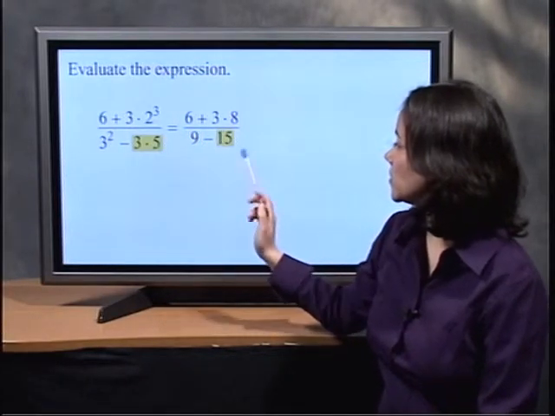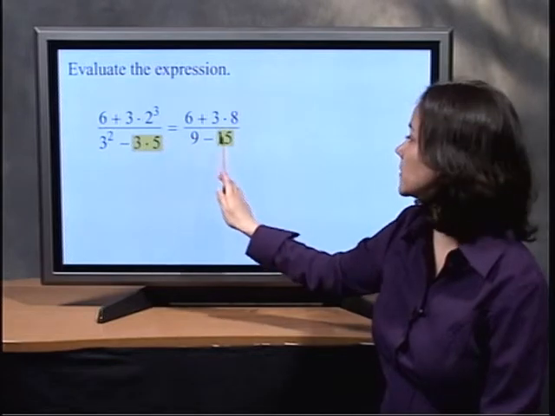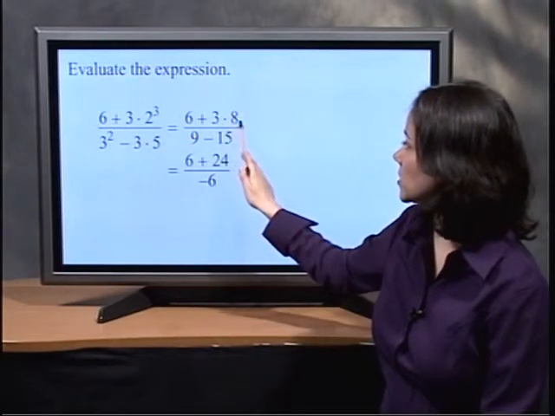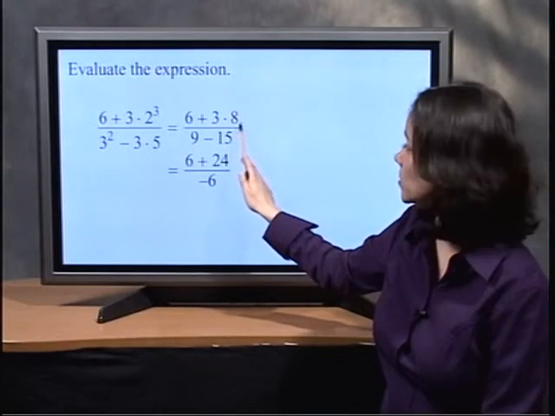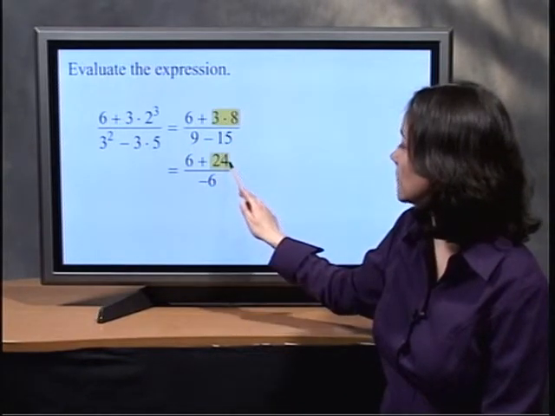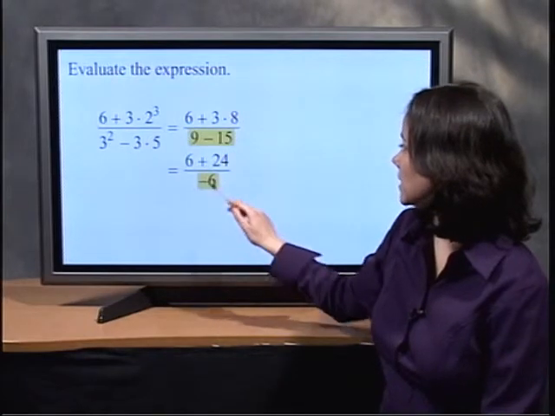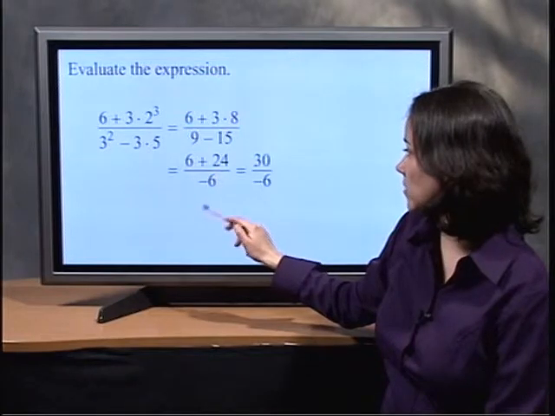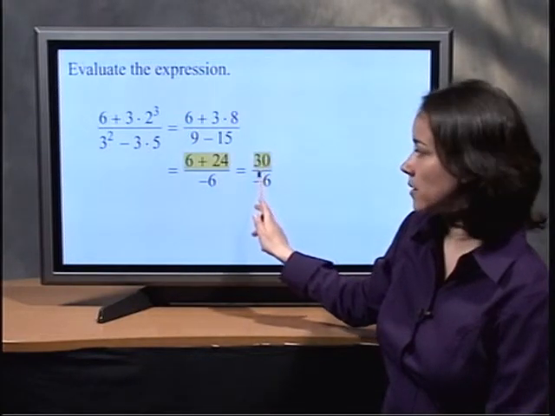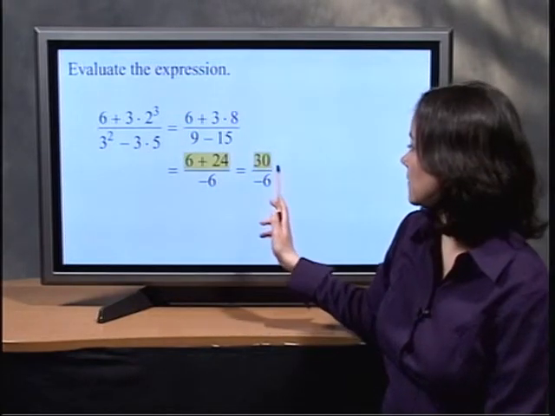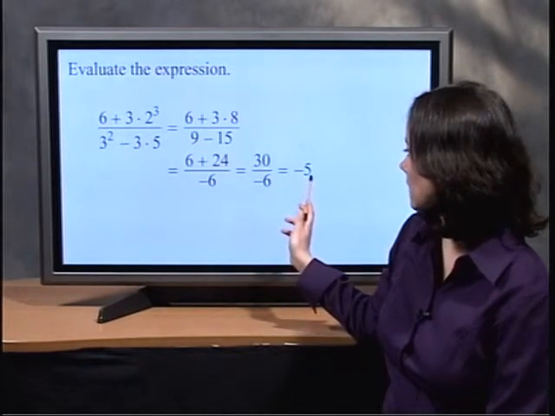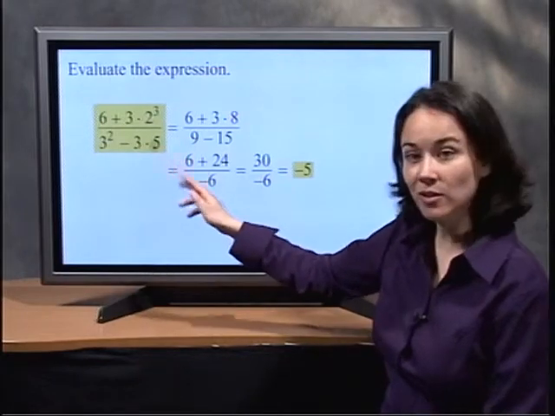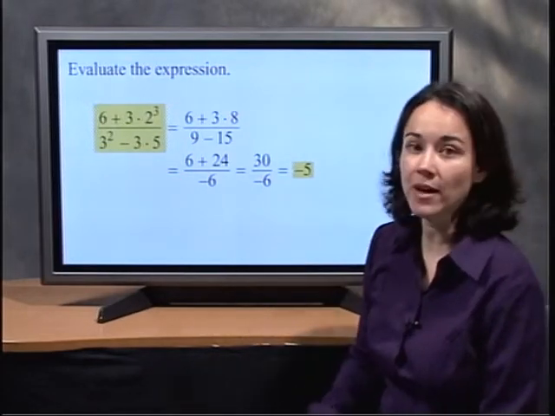Then we want to do any multiplication. 3 times 5 is 15. And moving on, we also have a multiplication now because of the exponent being changed to an 8. We have 3 times 8 is 24. And in the denominator, 9 minus 15 is negative 6. And finally, in the numerator, 6 plus 24 is 30. Dividing 30 by negative 6, we get negative 5. Negative 5 is our final result. So this expression that looked fairly complex actually reduced to negative 5.